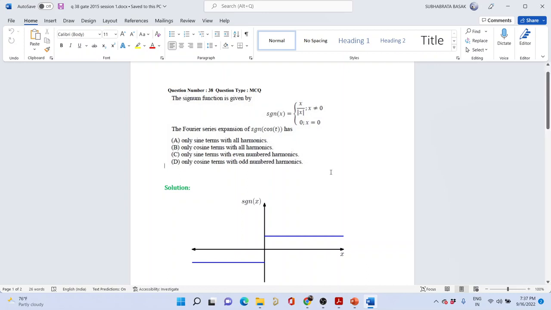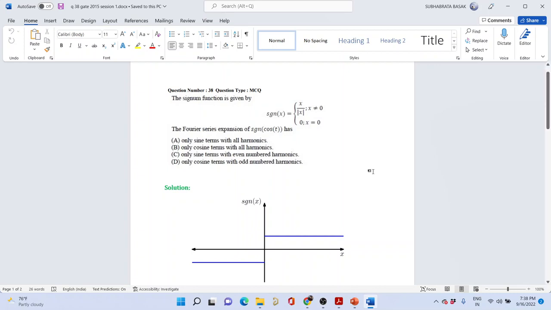Sir, I'm only sure about sine terms, not about harmonics. Okay. So can you plot this function, signum of cos of t? Can you plot the function? It's a pulse waveform, a square wave. From 0 to 1 it is 1, and from -1 to 0 it is -1.